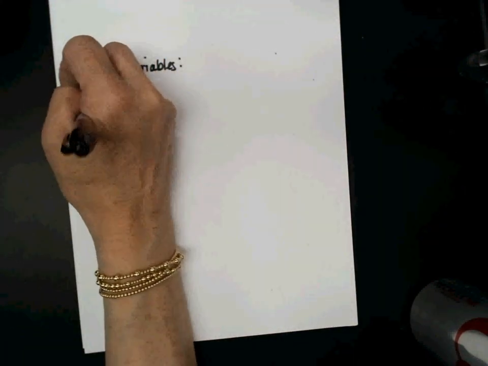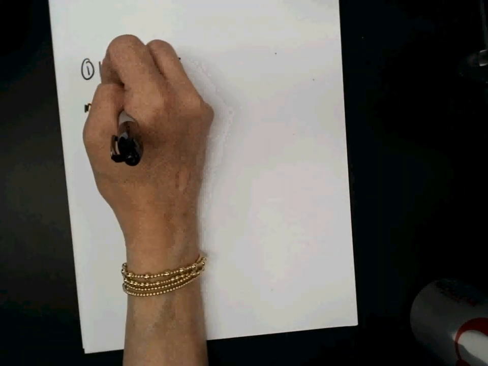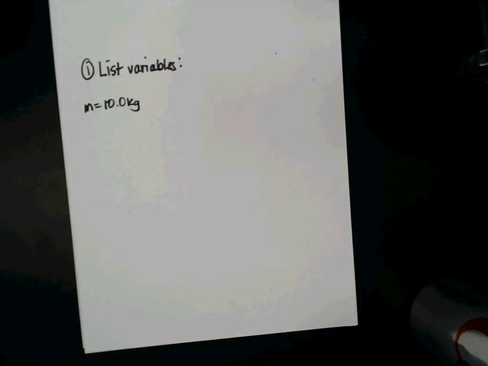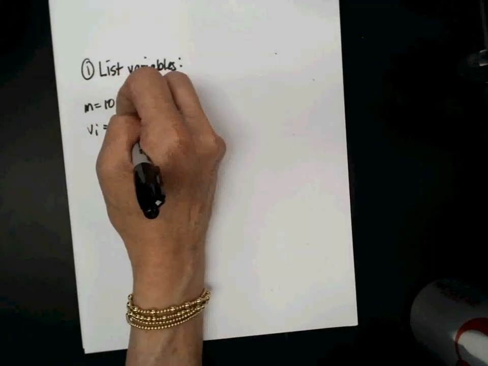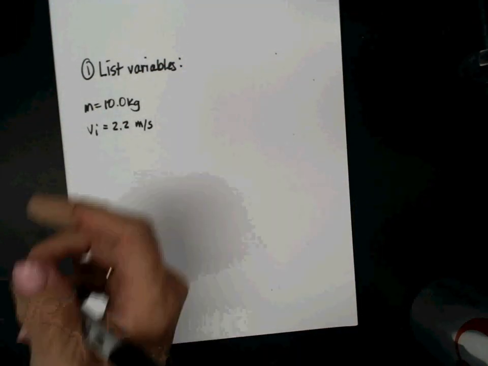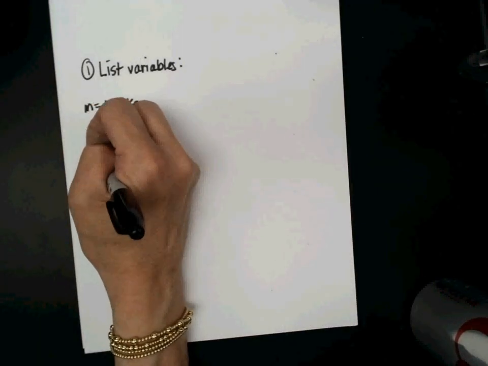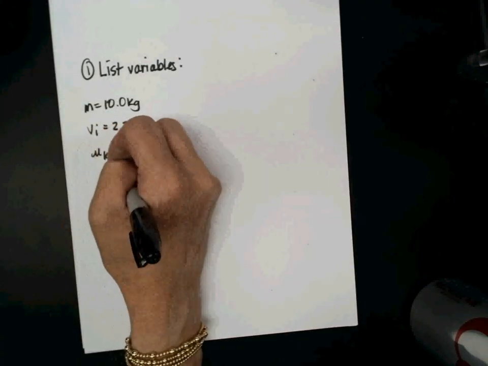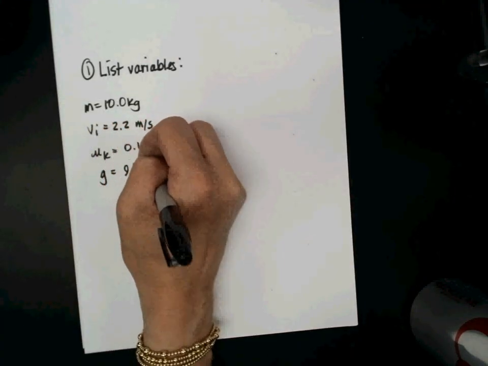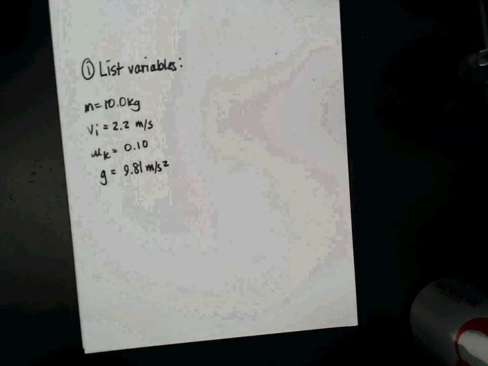Mass was, did I say 10.0 kilograms? Did I give it 3 sig figs? Yeah. Okay, who's behind you? Gabe, give me another one. VI equals 2.2 meters per second. Ellie, give me another one. UK equals 0.10. Kylie, can you give me the last one?